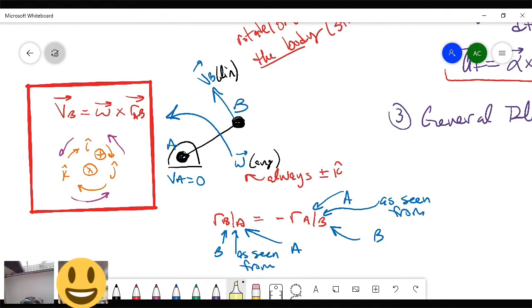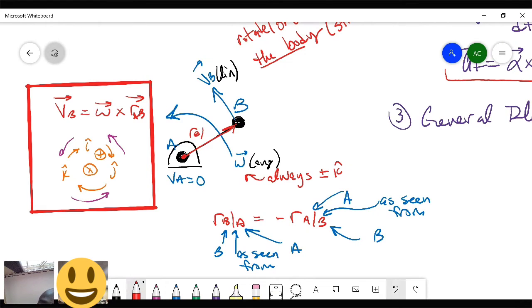You won't hear me say B from the perspective of A. No, I always say B as seen from A, as seen from B. I just taught myself to do that and I never mess it up. Okay? Exactly. So B as seen from A. Look at this. When you say from A, it means you start at A, go to B. That's B as seen from A.